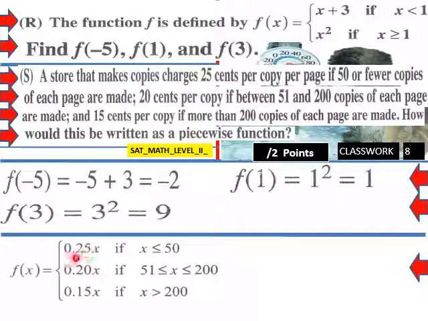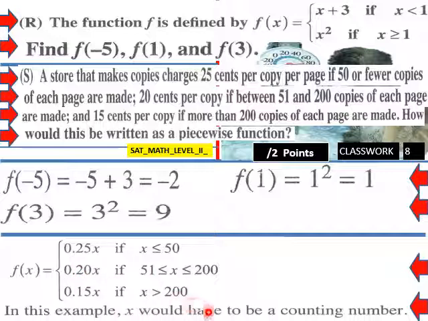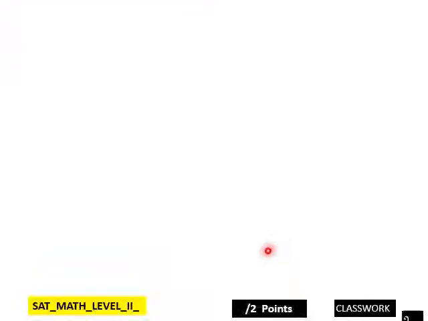So here it is: 0.25x, 0.20x, and 0.15x with these limitations over here: x less than or equal to 50, 51 to 200, and then over 200. You have your different pricing there. In this example, x would have to be a counting number, meaning an integer counting number.